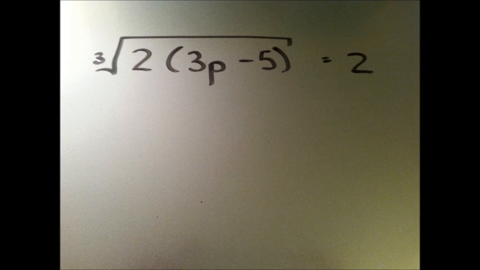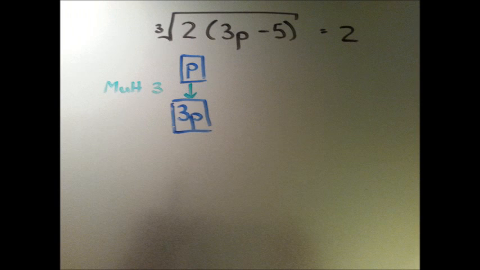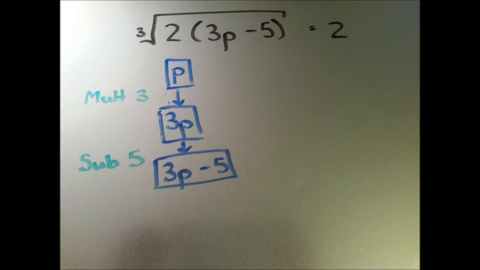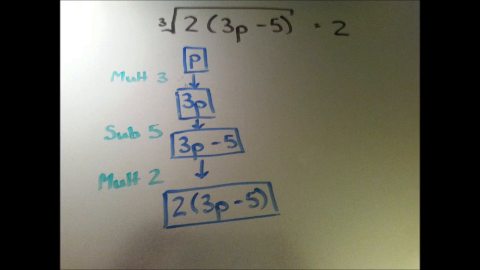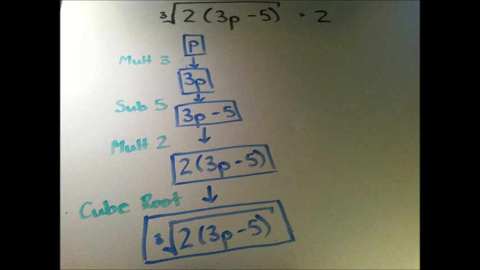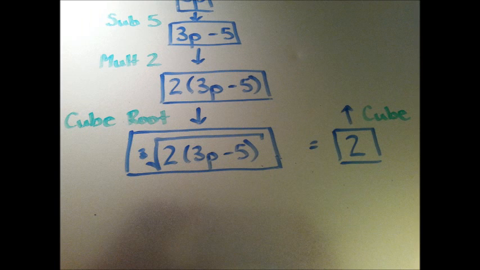Let's take a look at another example. Something like this is an equation that would very often make students feel a little uncomfortable, but using our flowchart strategy, we find out it's not actually so bad to solve. We're going to start with p and multiply by 3, subtract the 5 to build everything that's inside the brackets, multiply by 2, and now we put on our cube root symbol. All of this is equal to 2.